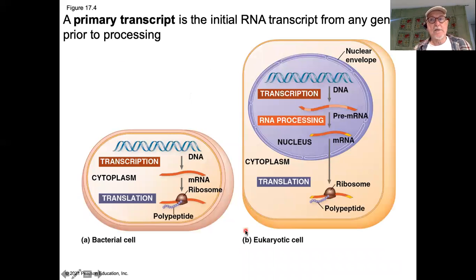Okay, first, I have emphasized that basically it's the same process for all living things, but there are a couple of differences between prokaryotes and eukaryotes in the mechanics of the process. So, for example, here is a prokaryote, and the DNA is transcribed to messenger RNA, and that messenger RNA is then translated by the ribosomes to produce a polypeptide.